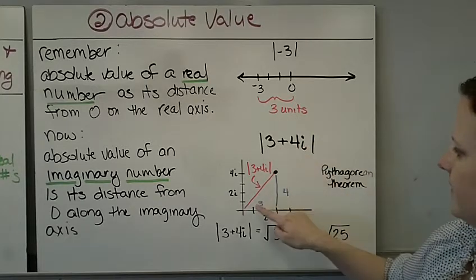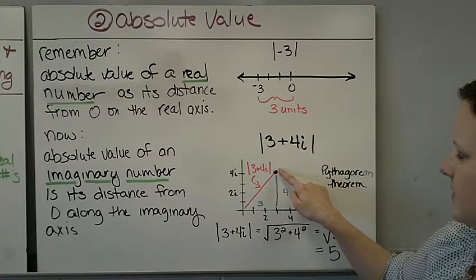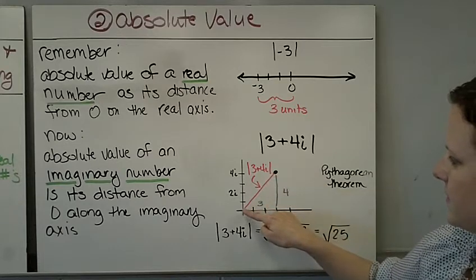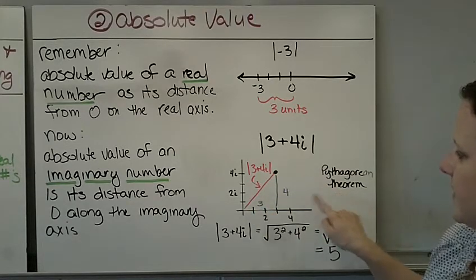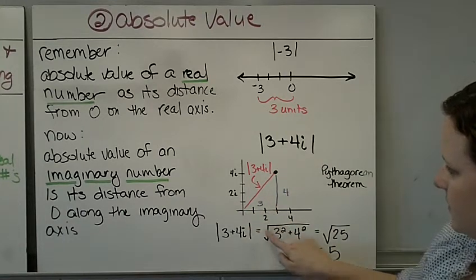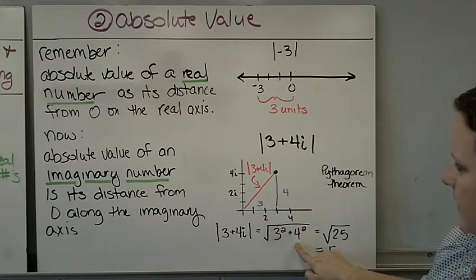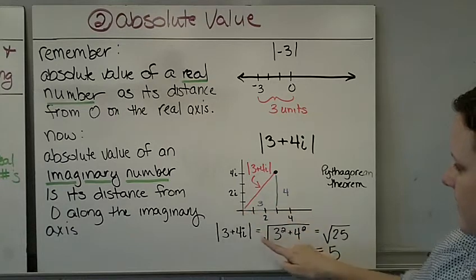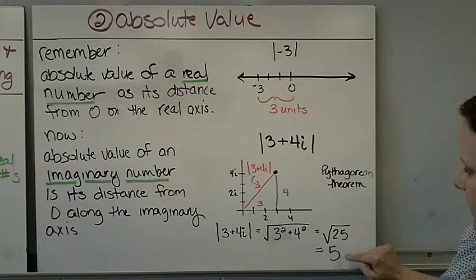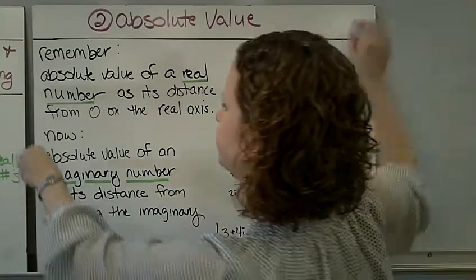3 plus 4i. Okay, we just graphed that. We went over 3, up 4. That is the point. So the absolute value of 3 plus 4i is the distance from the origin. Pythagorean theorem tells us a squared plus b squared equals c squared. So we do a squared plus b squared equals what this measurement is. 9 plus 16 is 25, so our absolute value is 5. Let's try a few examples.